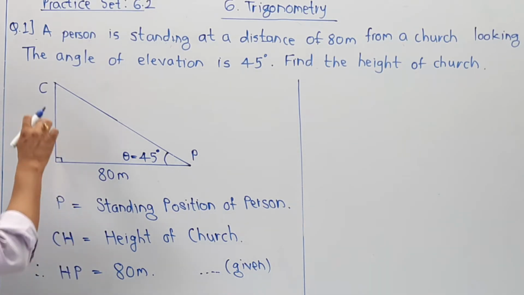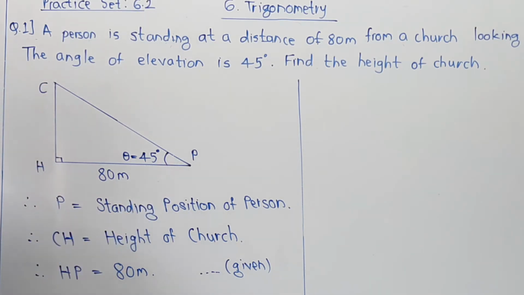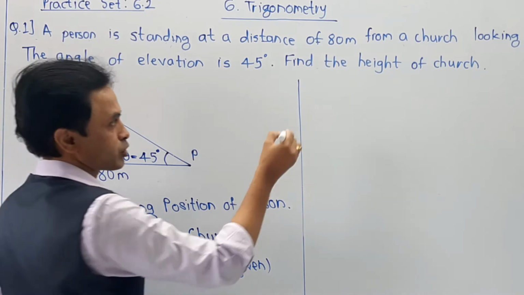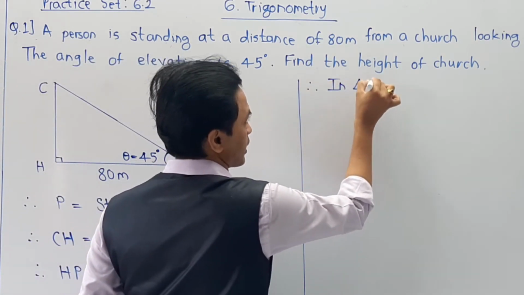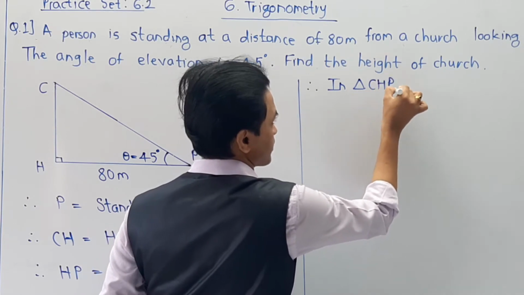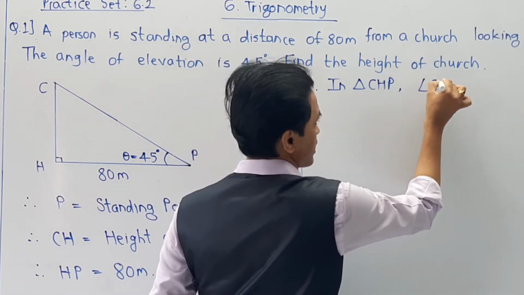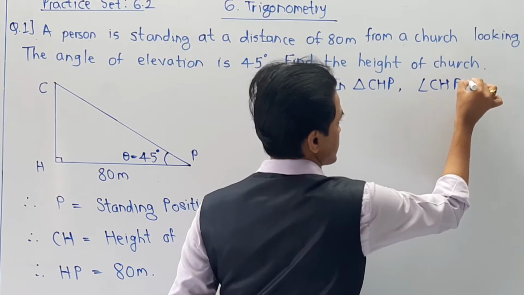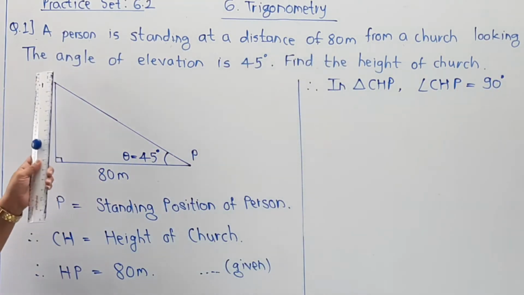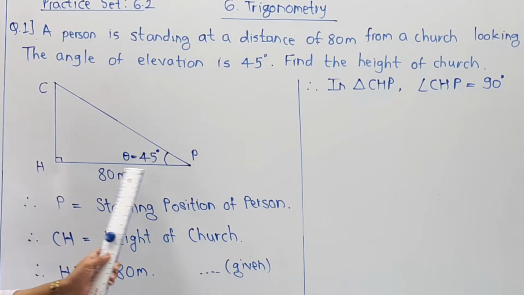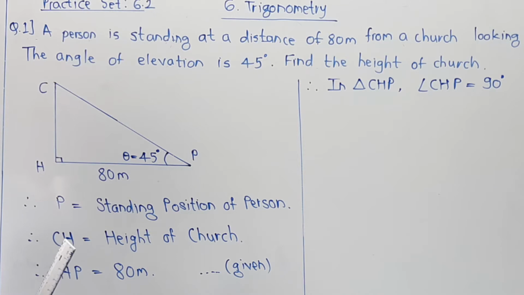So we are using the concept of triangle CHP. Give the declaration, so the actual part of the answer starts over here. In triangle CHP, first, angle CHP is equal to 90 degrees. Why is this angle CHP 90? Because CH is the height of a church and HP is a road. Naturally, any building, any wall, any street structure always makes a 90 degree angle with the surface.